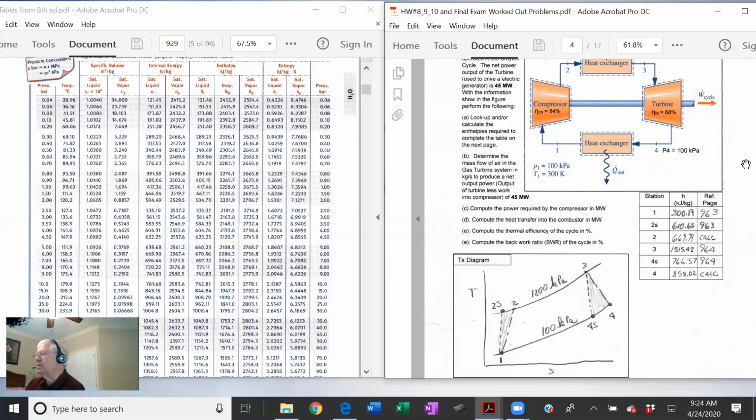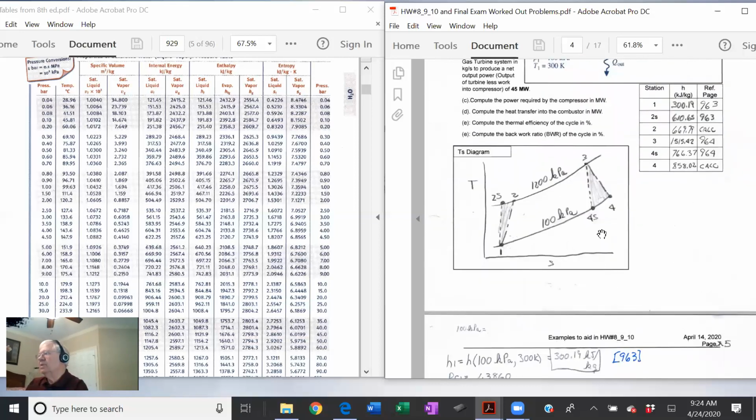All right. And I don't believe I said draw the TS diagram. I should have. But draw the TS diagram. You'll have to do it on the final exam.